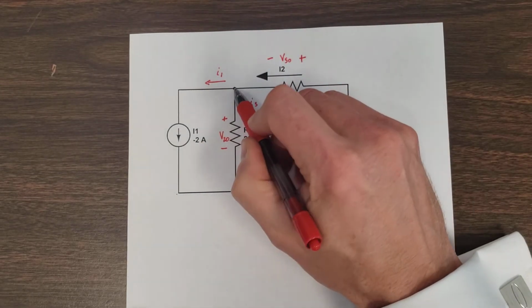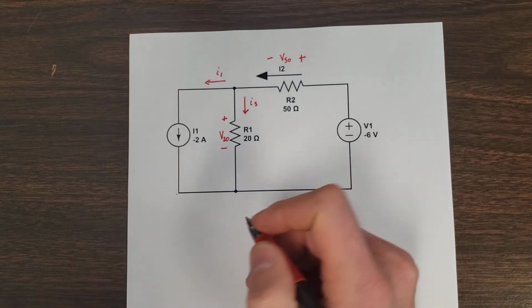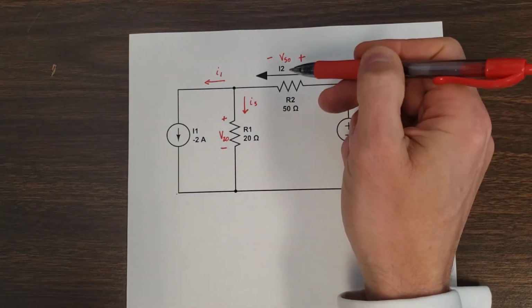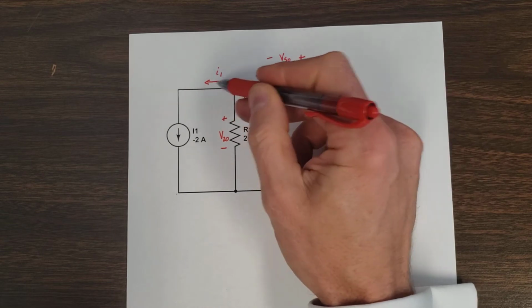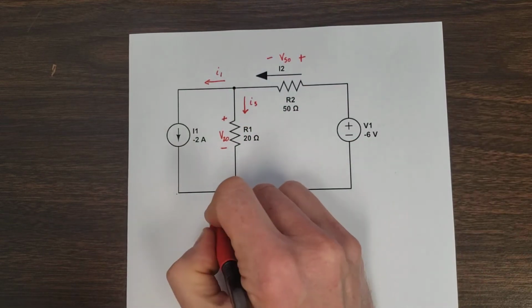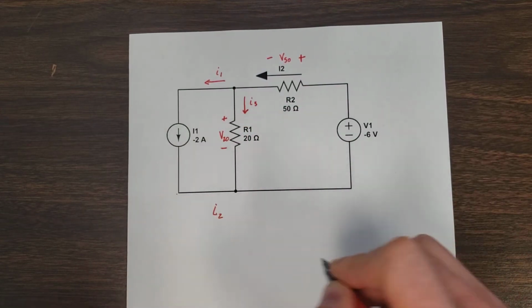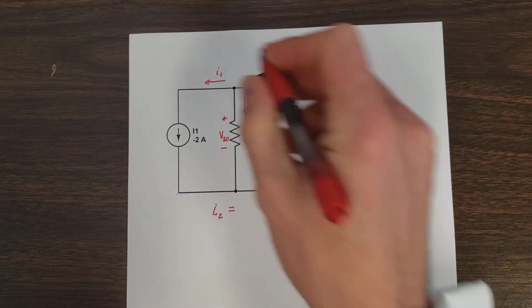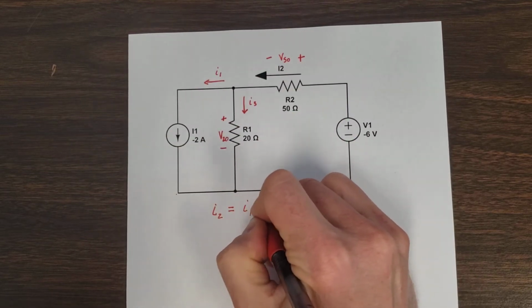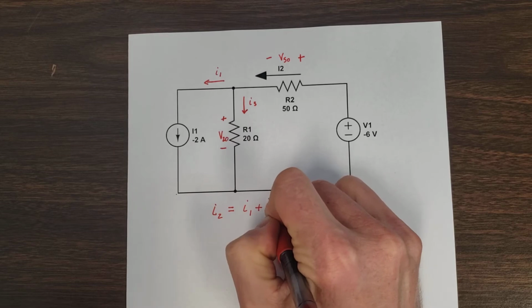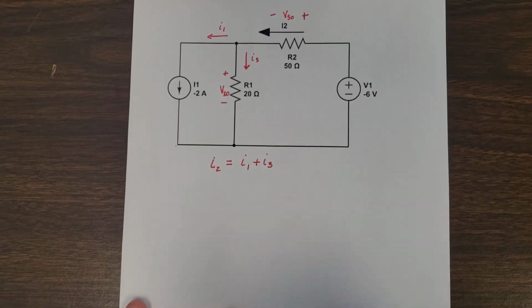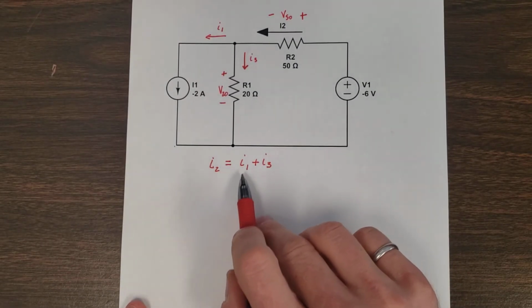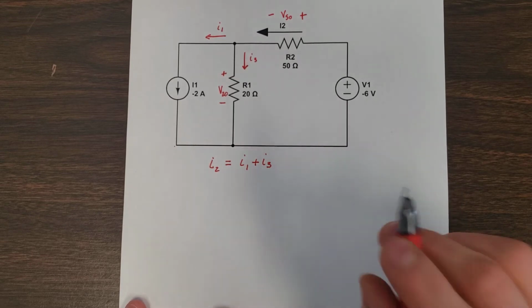But we can write Kirchhoff's current law here. So let's give that a start. We can say that the current in is equal to the current out. So I2 is in, and we can say that is equal to the current out, which is I1 plus I3. And for right now, don't worry, I know that I1 is a negative number, but we're dealing with variables.